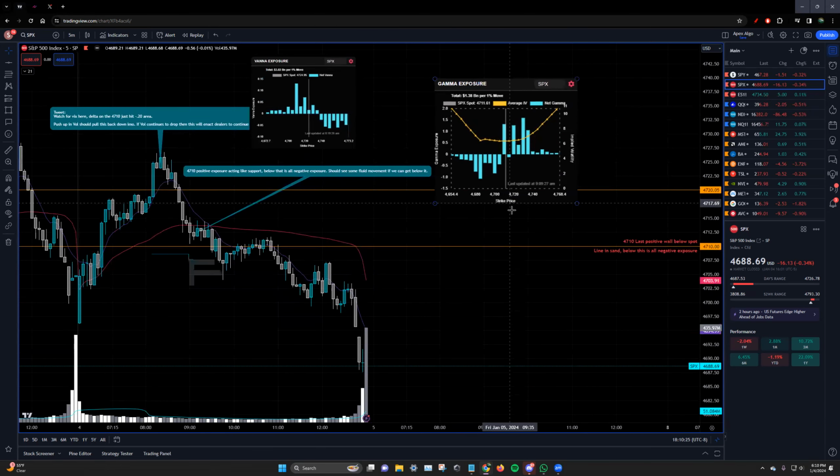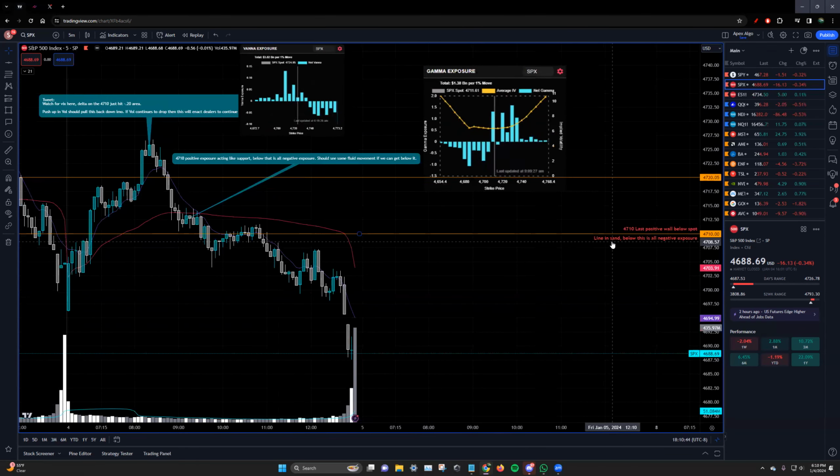But so what I did was mark this 4710 level, right? Because as I said earlier, positive exposure will act like support and resistance, right? So as you can tell with this chart, it is a positive bar. So I mark it, and everything else below it is negative, meaning all the negative exposure will act like an accelerant. So long as we get below 4710, we should push down lower, just based off of the data. What's the timestamp on the GEX chart? It's 9:09. It's the same time I posted the tweet.